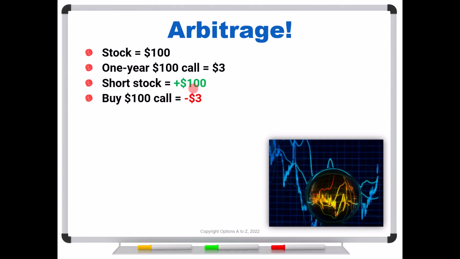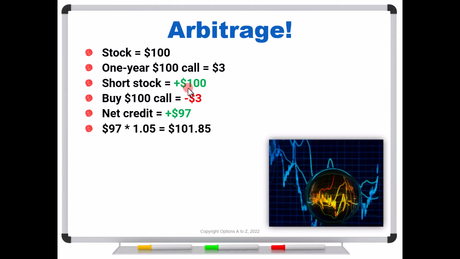See, they don't even need their own money. This gives them a net credit of $97. They park that into an interest-bearing, risk-free account at 5%, and they have $101.85 at expiration. But notice that they have to go buy back the short stock position.